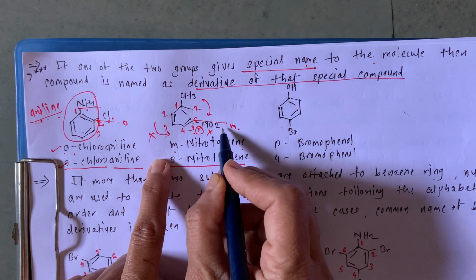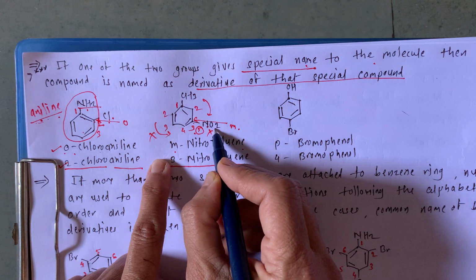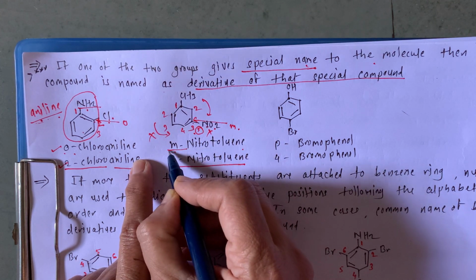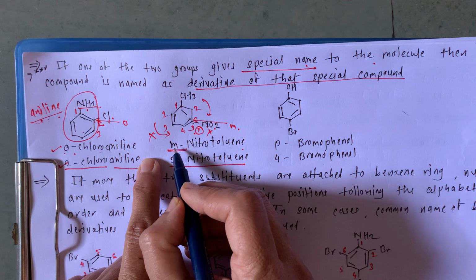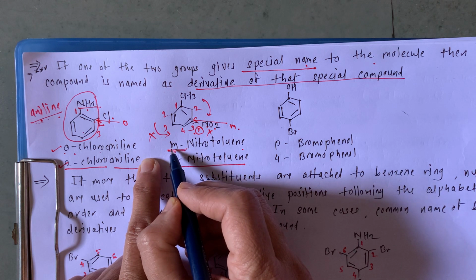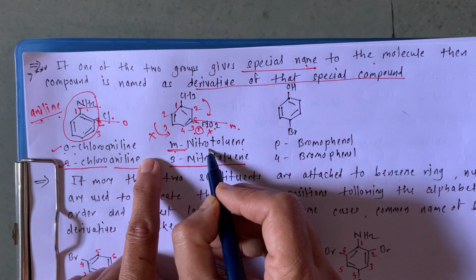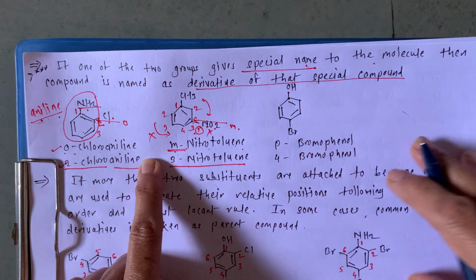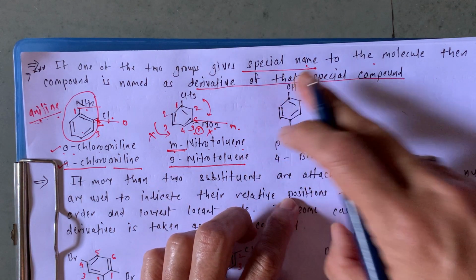So it is meta-nitrotoluene. To this carbon, if the group is attached, then this is the meta position. So in the abbreviation, we are writing m. That is again the small m dash nitrotoluene. Now what is this? See another example.